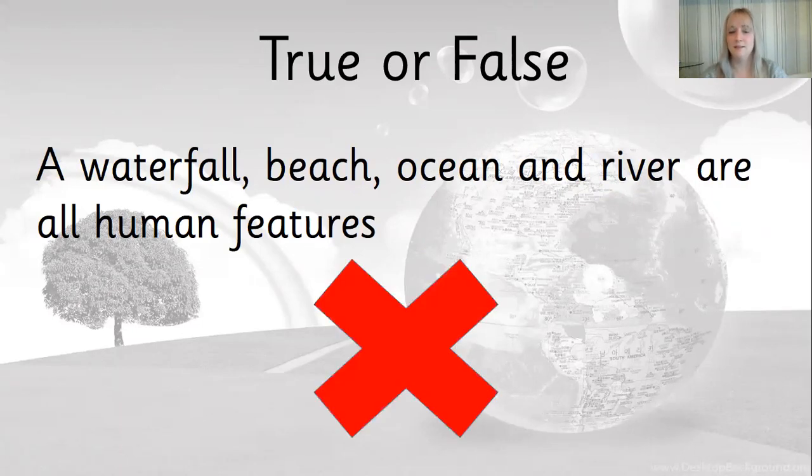If you said that this is false, you are correct. A waterfall, a beach, an ocean and a river are all physical features. They are there no matter what. It's not affected by humans. They can't build an ocean. They can't build the beach. These things are naturally there. Now, maybe you could get some man-made beaches, but they wouldn't be leading out to the oceans or the sea like they do with the natural ones.